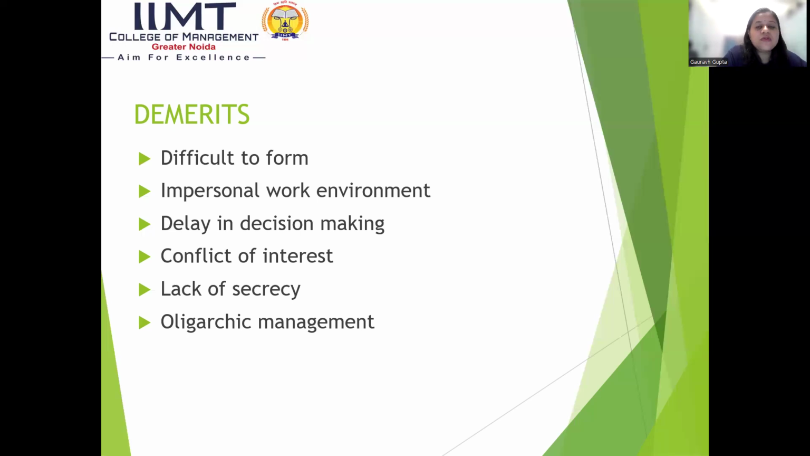It is very difficult for management to satisfy everyone as there are too many shareholders with diverse interests. Next point, lack of secrecy. All the financial information is disclosed to the general public, so there is no confidentiality or secrecy.